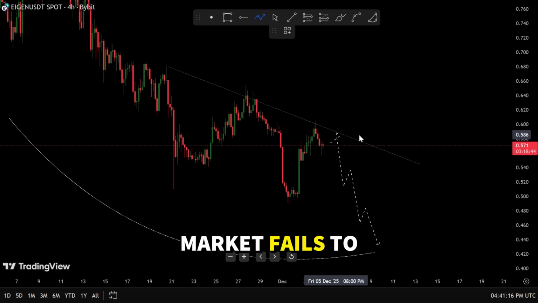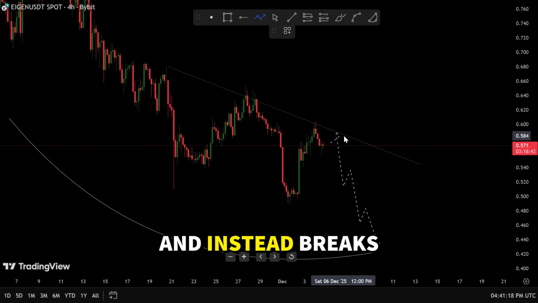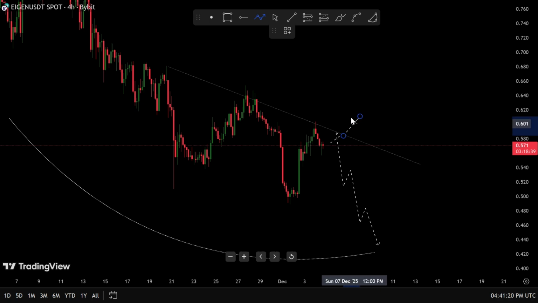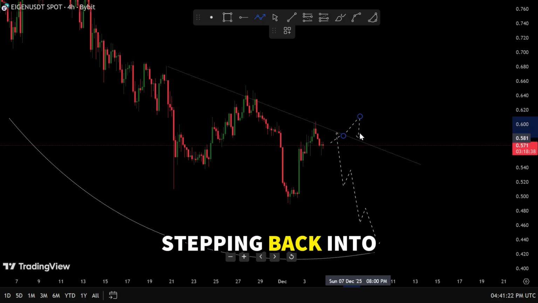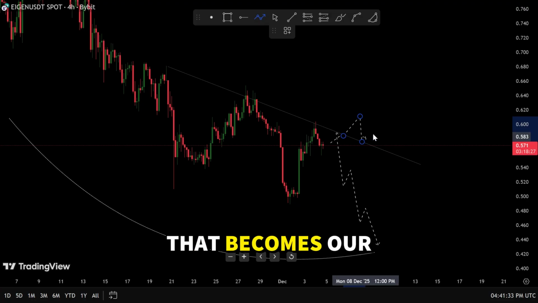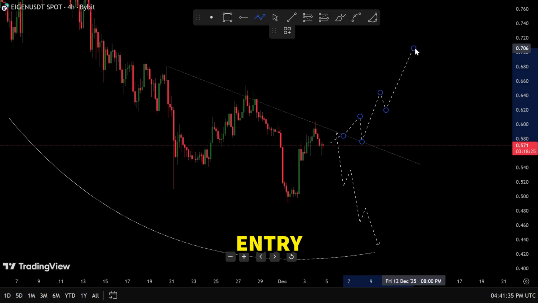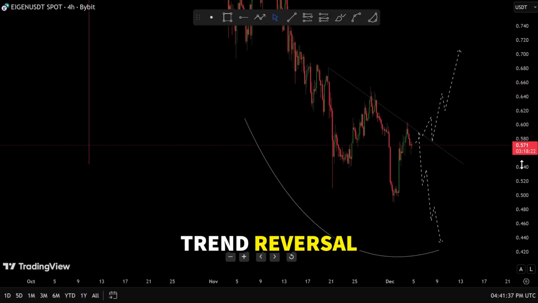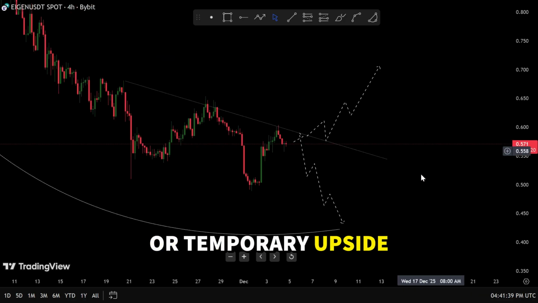However, if the market fails to respect the trend line and instead breaks above it decisively, this indicates that buyers are stepping back into the market. In that case, we will wait patiently for a retest of the broken level. If the retest forms a bullish candlestick confirmation, that becomes our setup to look for a buy entry, signaling a potential trend reversal or temporary upside correction.